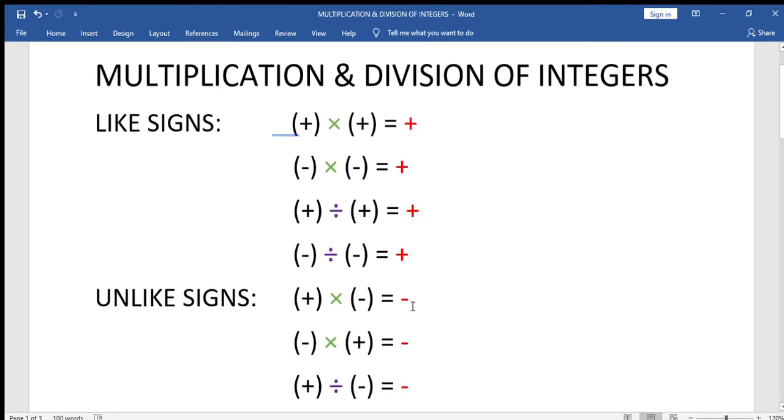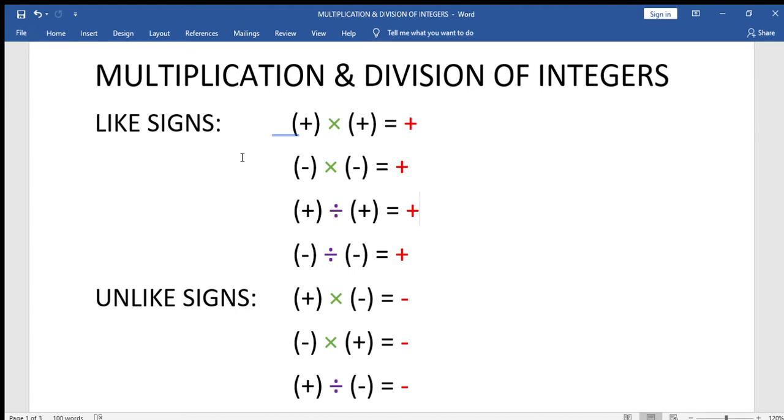Okay, so now let us talk about multiplication and division of integers. We have here different principles on how to multiply and divide integers. Let's start with like signs. Tandaan nyo lang, if you say like signs, magkakapareho yung mga signs niya, wherein dalawa ang involved na integers.